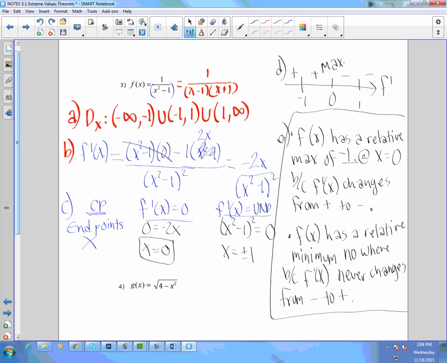Okay? Number 4 is similar. Number 5 has a trig function on a closed interval. So when you go to critical points, you don't just find when y prime equals 0 or is undefined. Because you have a closed interval, you also have to look at the endpoints.